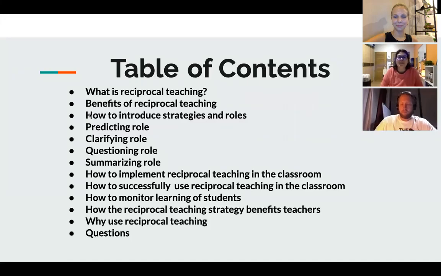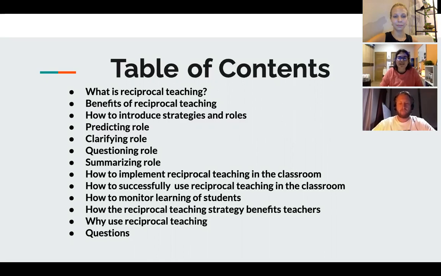In this presentation, we will cover what reciprocal teaching is and its benefits. We will talk about how to introduce strategies and roles, which will include these four roles: predicting role, clarifying role, questioning role, and summarizing role.